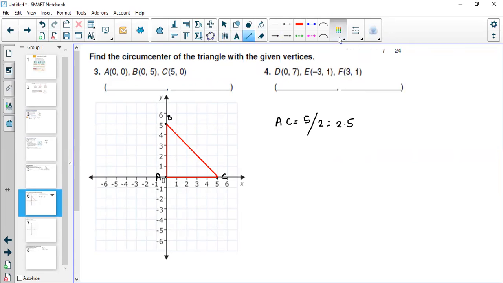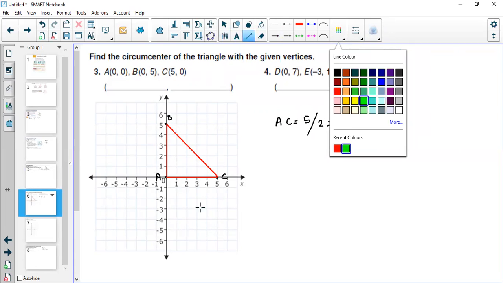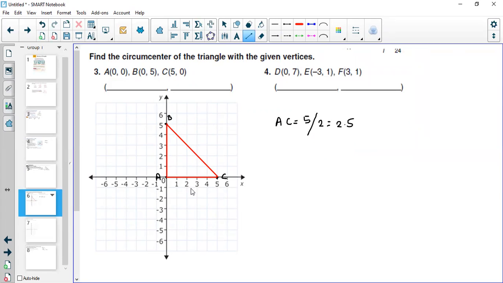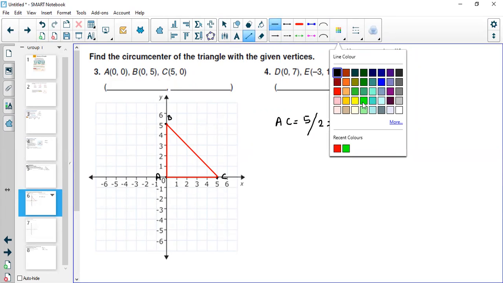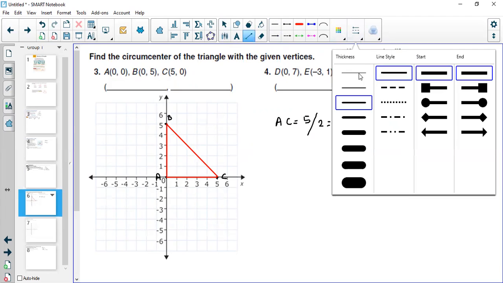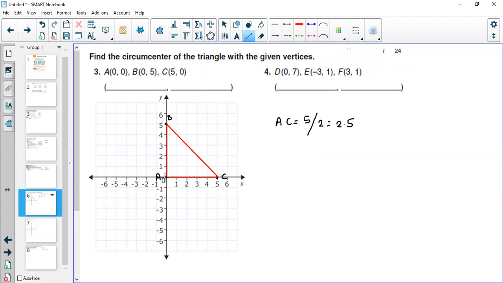So let me draw the perpendicular bisector first. So this is 2, and so half is between 2 and 3. So let me draw the line here. It's going to be a vertical line. That's because this is the x-y axis. So if the line is on the x-axis, the bisector is going to be a vertical one. So let me draw this 2.5.